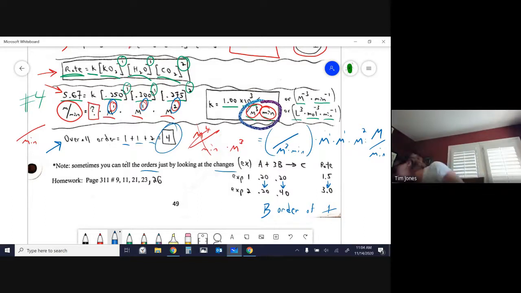And that takes care of the notes up through page 49.